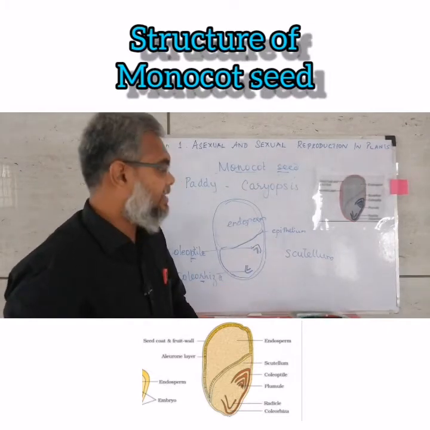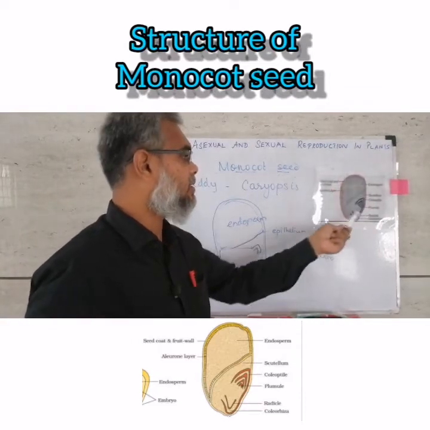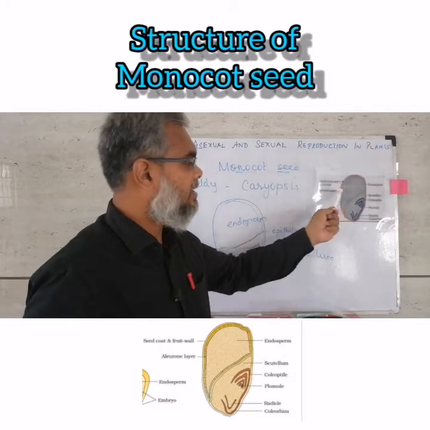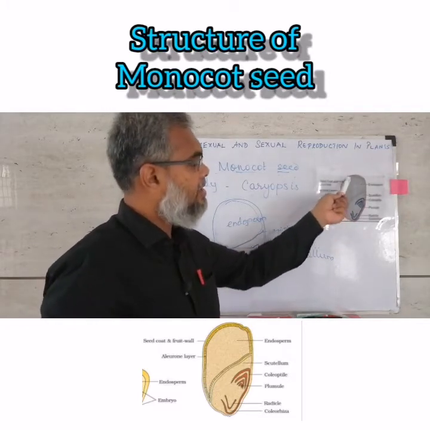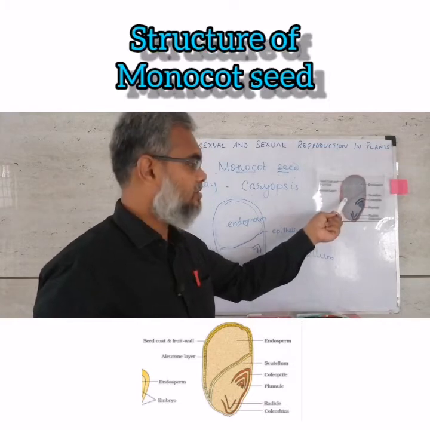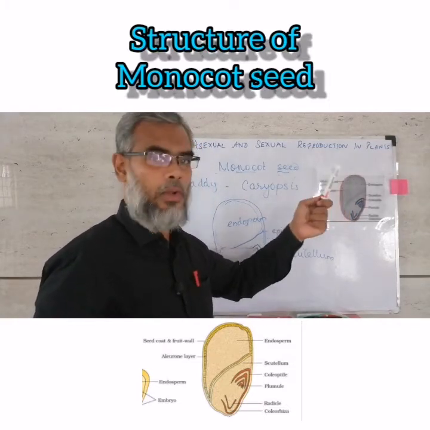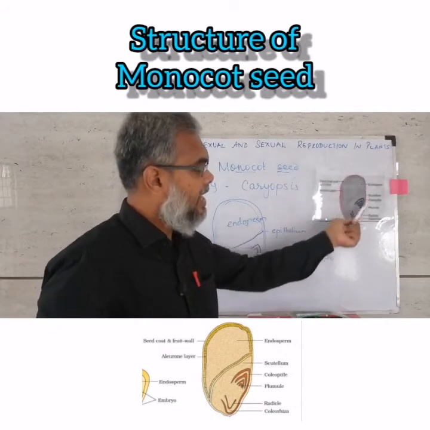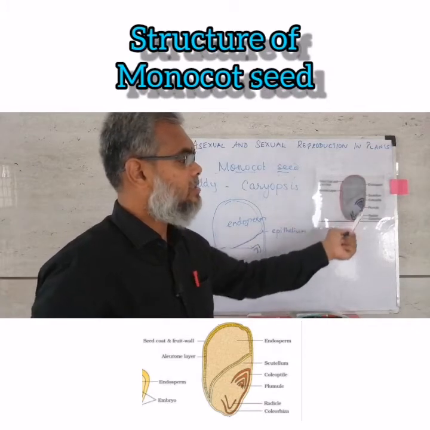I'll just recall. See, this is the seed coat and fruit wall, and the seed wall is made up of the aleurone layer. The major portion of the monocot seed constitutes the endosperm, which gives nutrition to the developing embryo, and it will have one shield-shaped cotyledon called the scutellum.